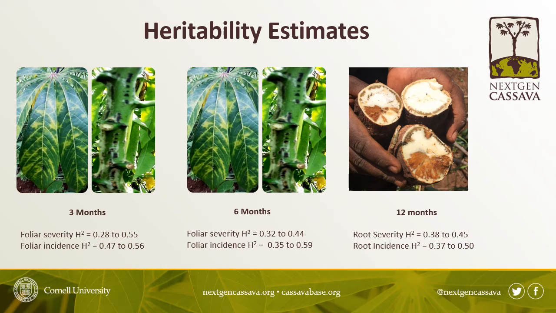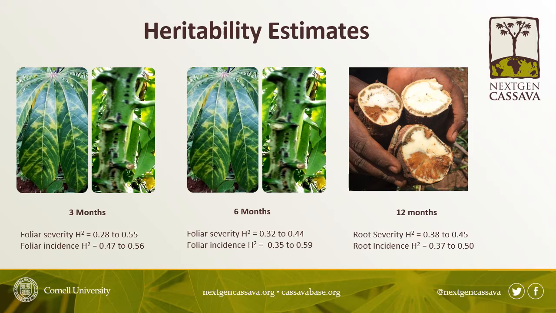First, the heritability estimates. Like you are aware, CBSD manifests itself on leaves and the roots. So based on the knowledge we have now, we have come to terms that we must assess brown streak at 3 months, that's on foliar, and then at 6 months, still on foliar, and then at roots at harvest. At 3 months, we look at two traits, that is the foliar severity and then the incidence. The same applies at 6 months, the foliar severity and then incidence, and also at 12 months when we look at root severity and then incidence.